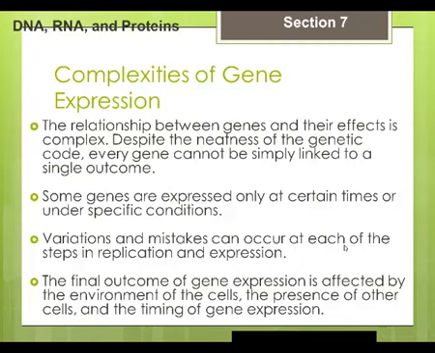So that's an instance where genes are expressed under certain times or certain conditions. In that case, it's an environmental factor that causes certain genes to turn on and or turn off. Variations and mistakes can also occur within our genetic code. So this leads to some complexity and it leads to some mutations that can occur that can be either negative or, I suppose, in some cases possibly positive. It is important to note that we have yet to see a positive mutation in any organism. The final outcome of gene expression is affected by the environment of the cells, the presence of other cells, and the timing of gene expression.